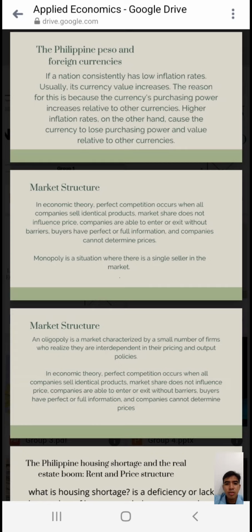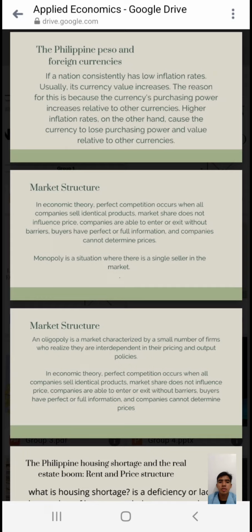If a nation consistently has low inflation rates, usually its currency value increases. The reason for this is that the currency's purchasing power increases relative to other currencies. Higher inflation rates, on the other hand, cause the currency to lose purchasing power and value relative to other currencies.